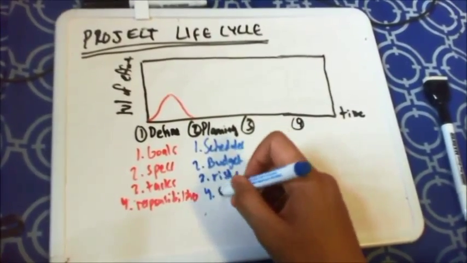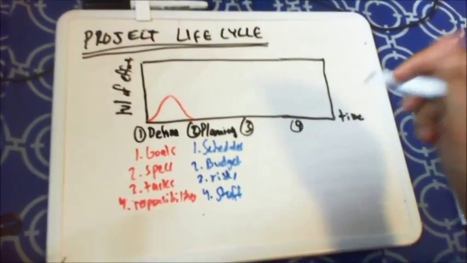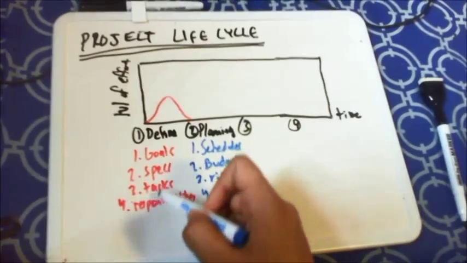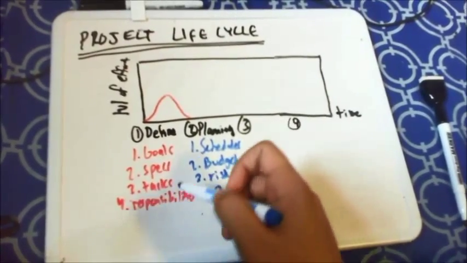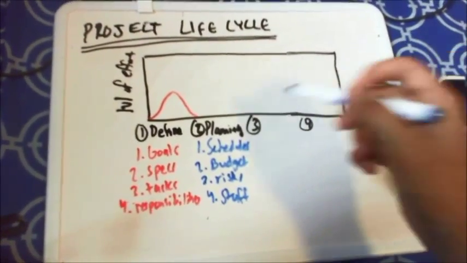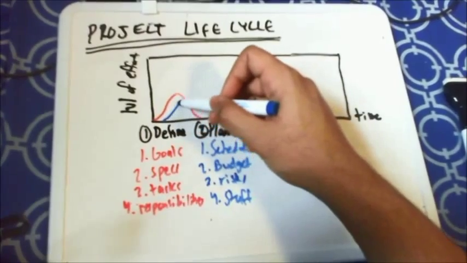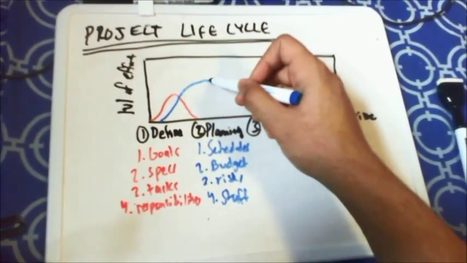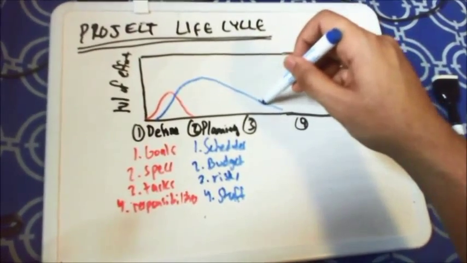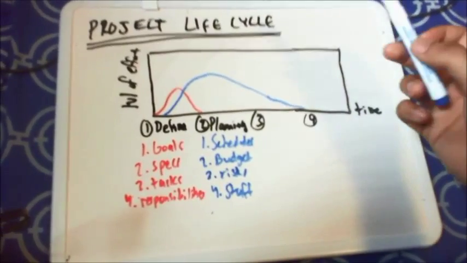And number 4 is staff. So this is where we actually find the best people for the job. We develop a team to make sure that they can do the tasks and take their responsibility seriously, and have the best staff possible for the project. Alright, and this planning stage starts right after the defining stage, and the level of effort goes a little bit higher, and it actually lasts quite a bit of time. But as the project goes further in, the level of effort of the planning goes down, because most of the planning is already being done.